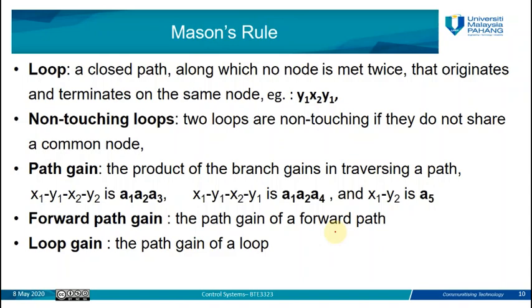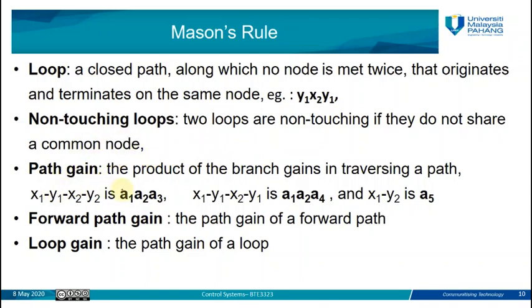Also, non-touching loops. That means we have two loops that are non-touching, so they do not touch each other, with separate nodes or individual nodes. They do not have any nodes in common between them, so this we call non-touching loops.